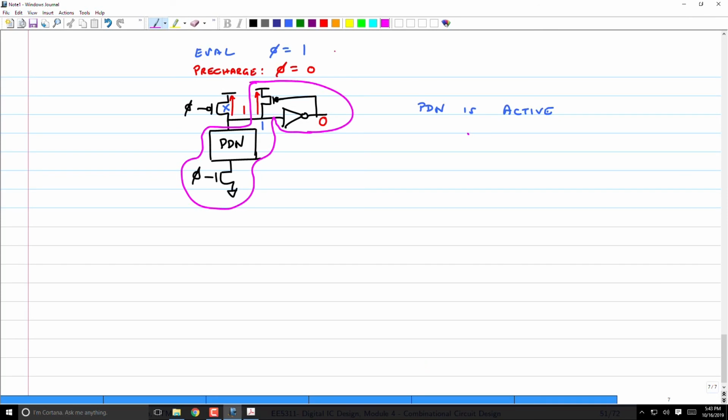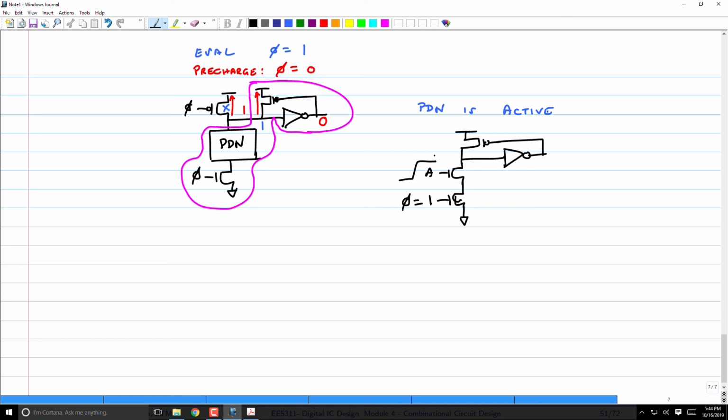I'm going to have a PMOS that is driven, and let's assume that I'm implementing an inverter. In the eval phase, this is 1. The footer device is turned on. Phi equal to 1. This output is going through a high skew inverter and driving this. So let us say that this input A went from 0 to 1.